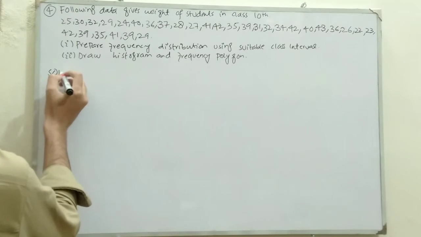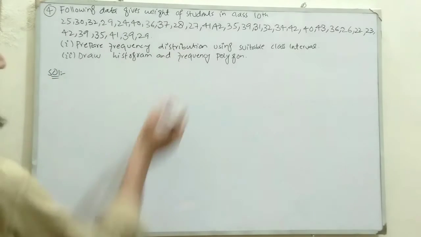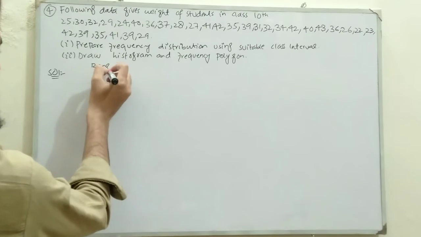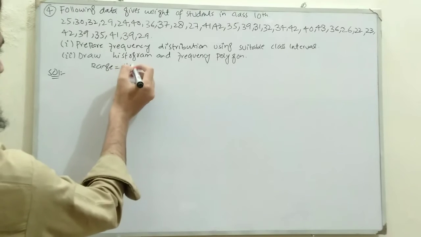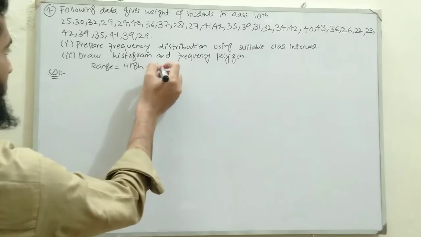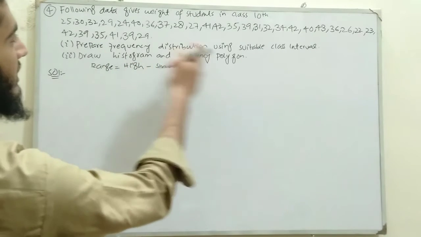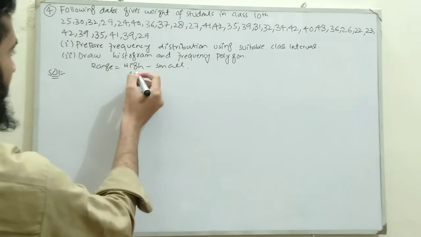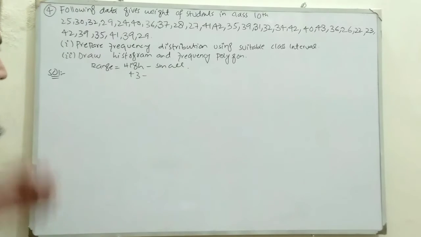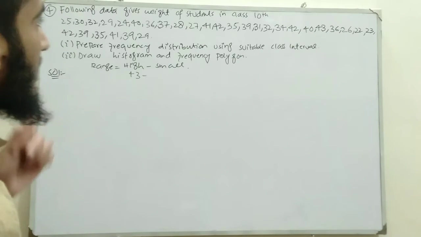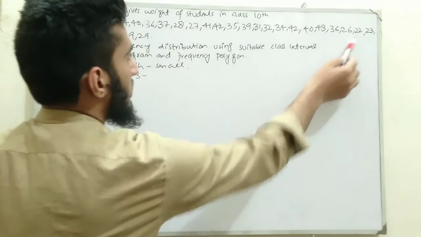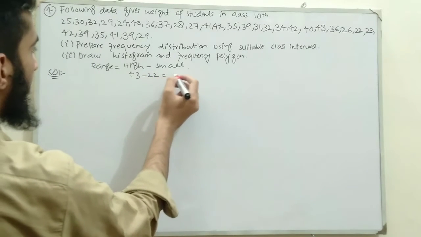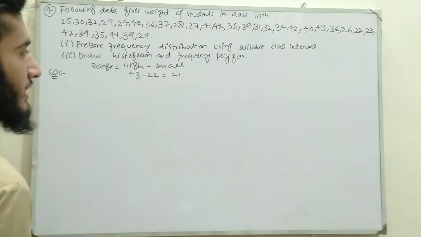First we are going to prepare the frequency distribution using suitable class intervals. So, solution. For the frequency distribution, first we are going to find the range. The range is actually the highest number minus the smallest number. In this set of data the highest value is 43, so put 43 over here, then a minus sign, and the smallest number in this set of data is 22. So 43 minus 22 gives us 21. So the range for this set of data is 21.